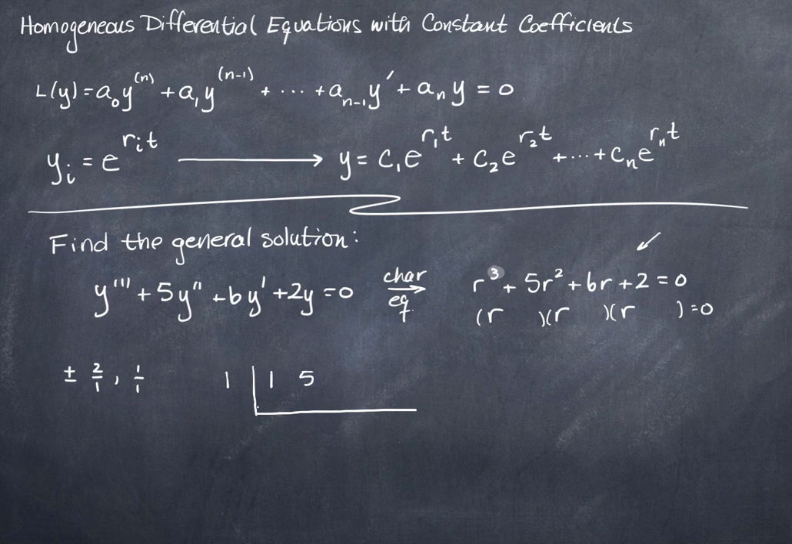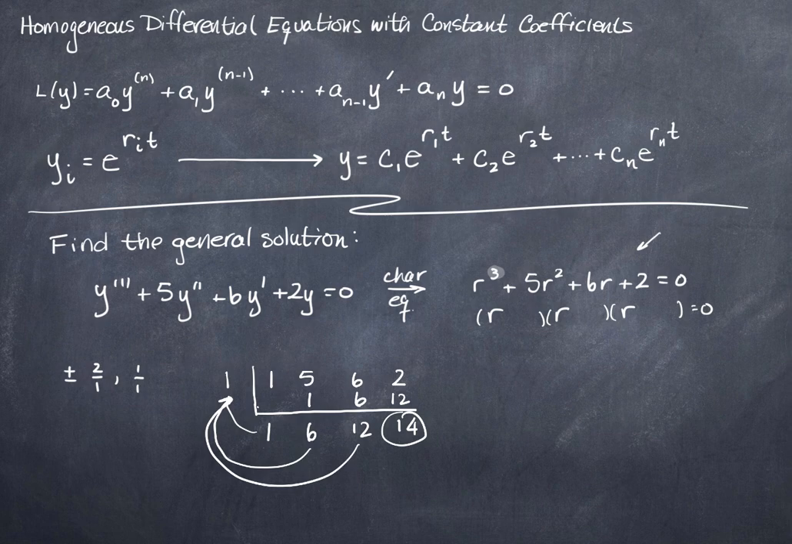1, 5, 6, 2. I'll bring down the 1, and then I'll multiply this 1 by this one and put it here. I add those and I get 6. Now I multiply the 6 by 1 and I get 6. Add those and I get 12. Multiply the 12 by 1, I get 12, and I get 14 here. This needs to be a 0. If it's not, then this is not a root.